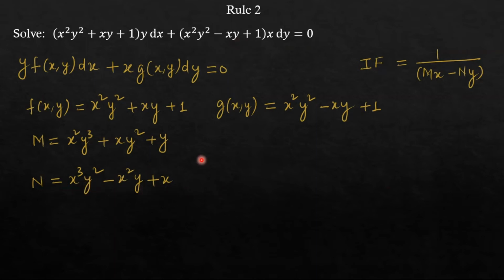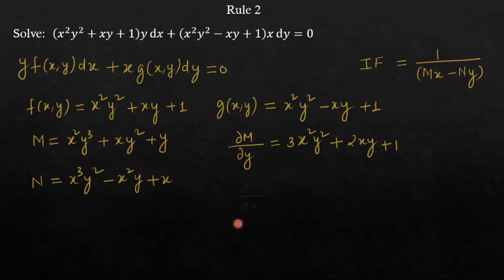Now let us calculate del M by del y and del N by del x to check whether it is exact or not. Del M by del y: here I am taking the partial derivative with respect to y, so I will treat x as a constant. If you differentiate with respect to y, differentiation of y cube is 3y square, so you will get 3x square y square plus 2xy plus 1. That is the value of del M by del y.